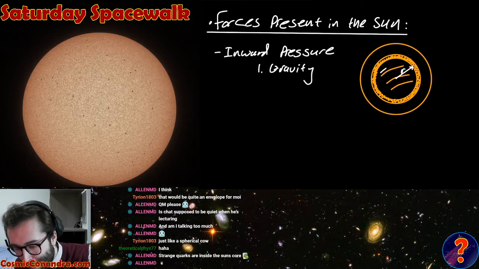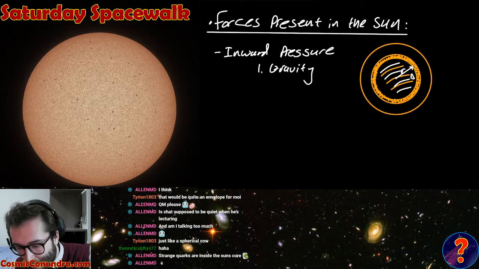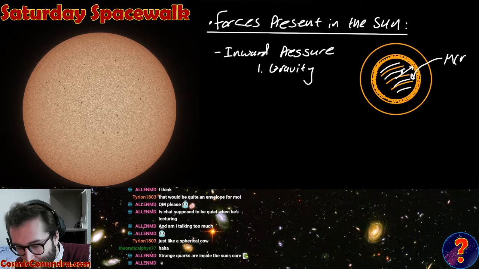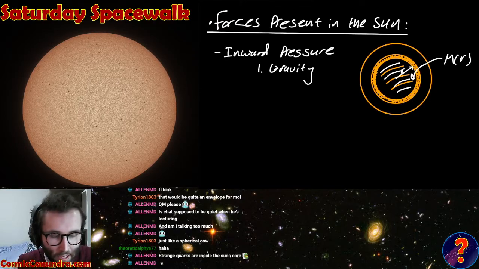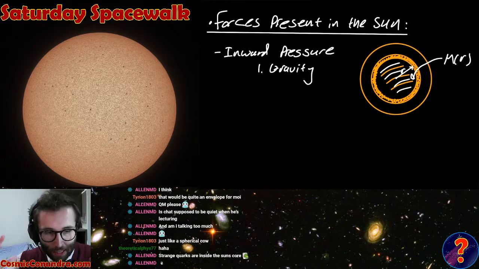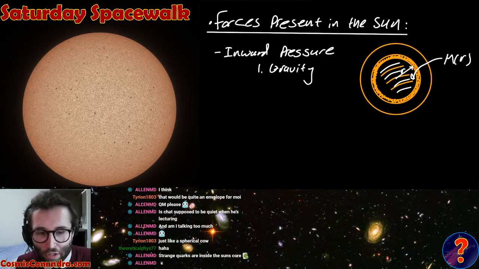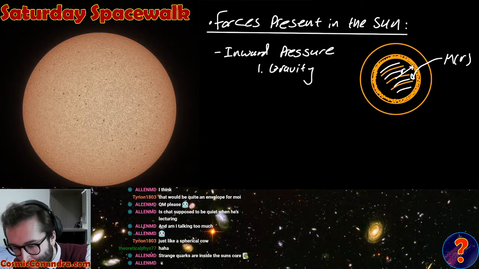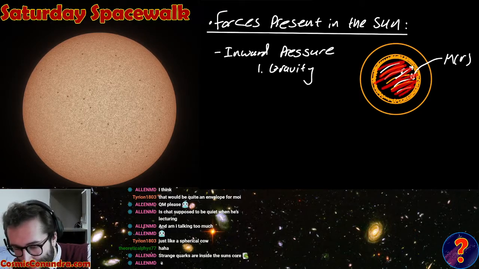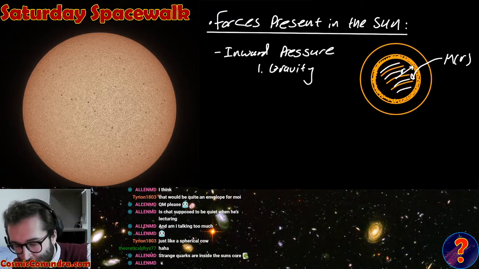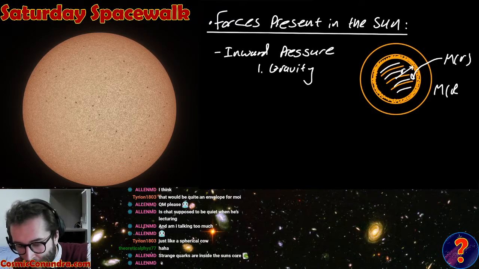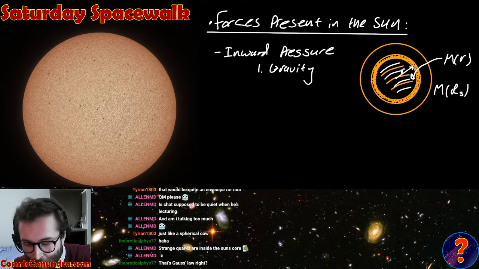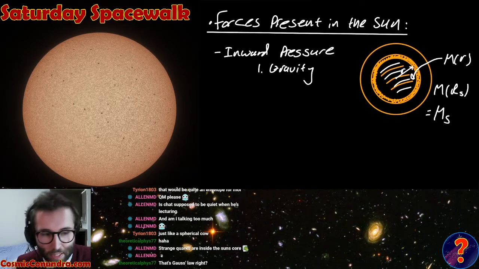So we will call the mass that is inside the radius r M as a function of r. So M(r) tells us how much mass is enclosed interior to the shell of radius r. All the mass inside of this radius r is given by M(r). So of course M of the radius of the Sun is just the mass of the Sun, as an example.